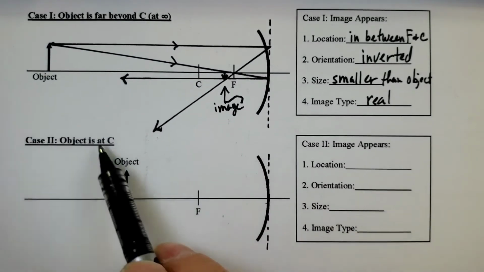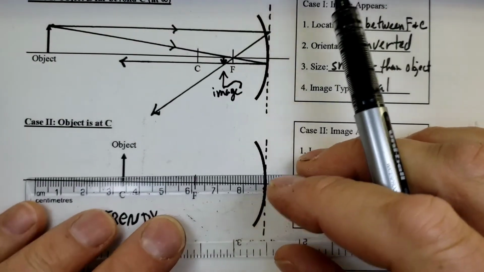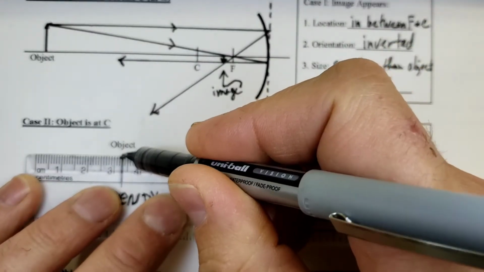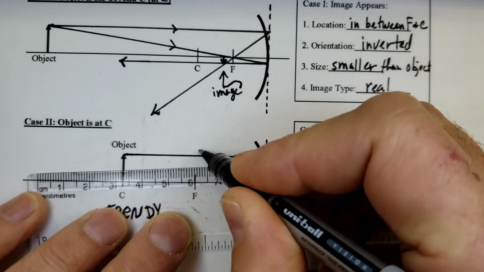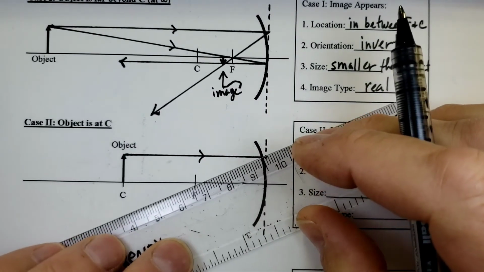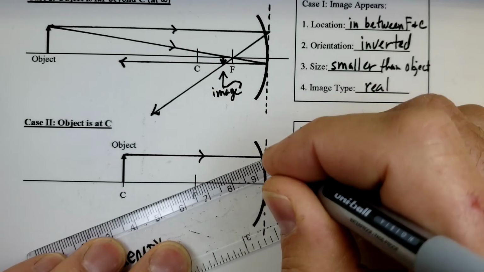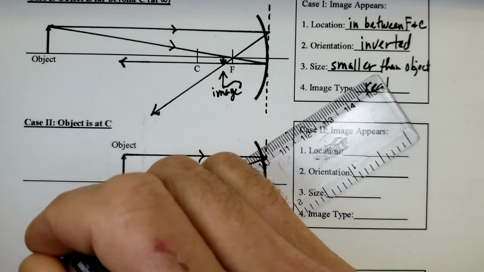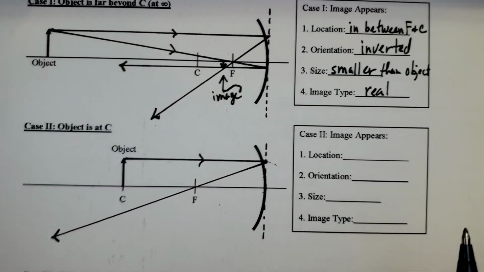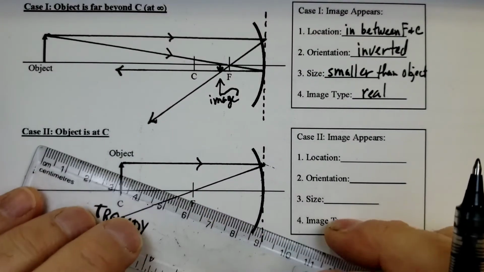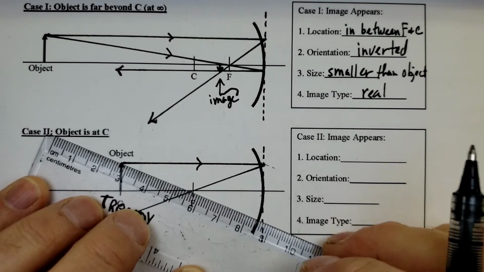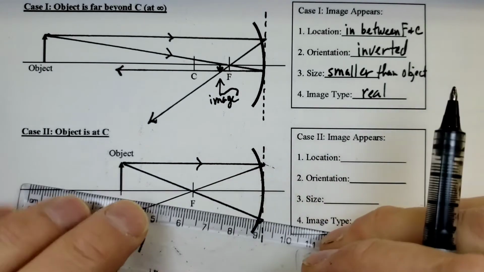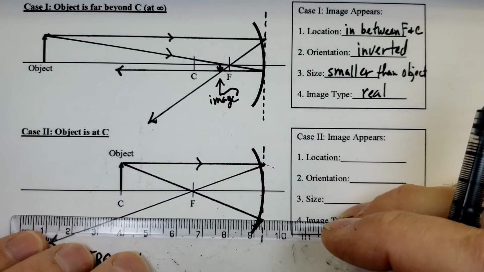Now we'll look at when it is at C. So we'll do the same thing here as best we can. Draw a parallel line. So in parallel, reflected out through F. Okay, so that's the first line. And of course, we're just looking at the two principal ones. Next one, in through F. Go to the dotted line and out parallel approximately.